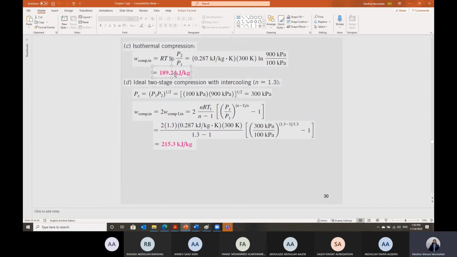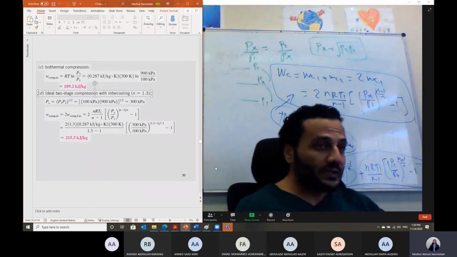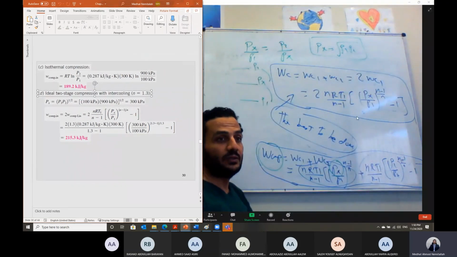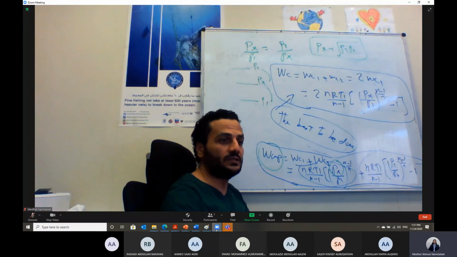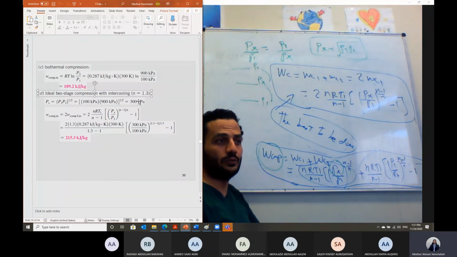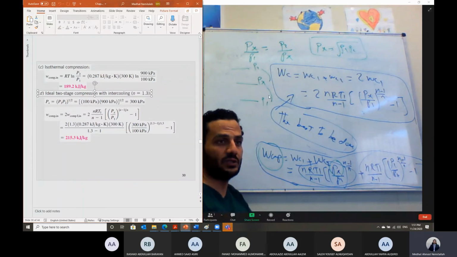But we said we cannot make it isothermal. What we can do is two-stage compression with intercooling. And in this case, this is the relationship. So it will be equal to 2nRT1 divided by n minus 1, multiplied by Px over P1 to the power n minus 1 over n, minus 1. And we said the optimum value of the intermediate pressure, Px, is the square root of P1 times P2. Then I can calculate Px, it will be equal to 300, just substitute in this equation here.